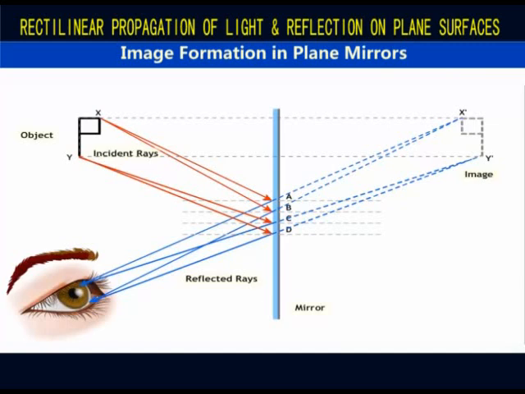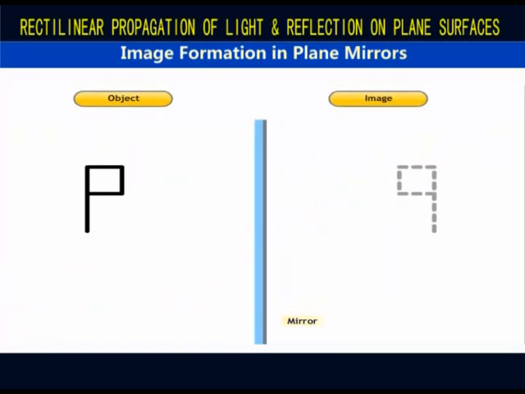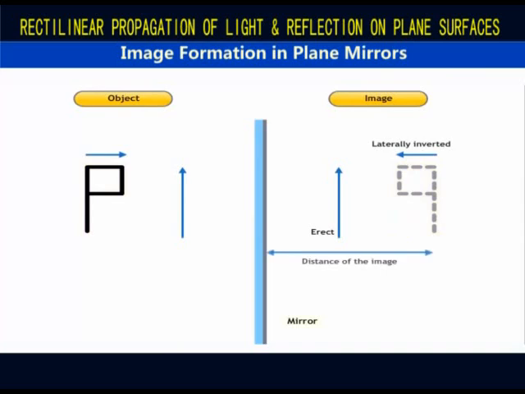Equally, rays from all points on the object are incident on the mirror. All are divergent, and when extended beyond the mirror, they form the image of the object. You will notice that the image formed is erect, laterally inverted, of the same size as the object, and its distance from the mirror is equal to the distance of the object from the mirror.